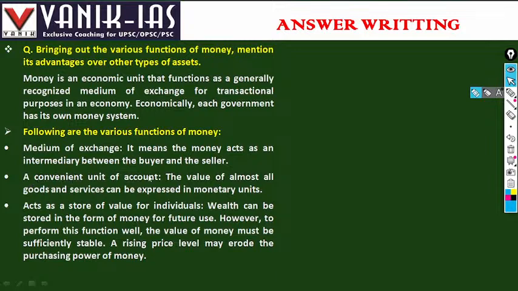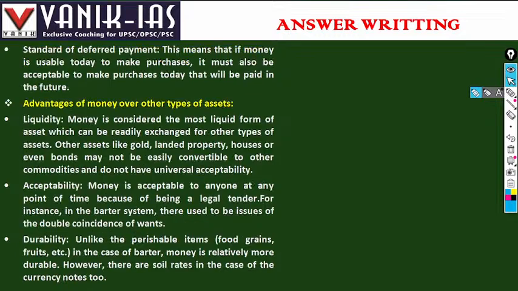A convenient unit of account: the value of almost all goods and services can be expressed in monetary units, called the measure of value. Store of value: for individuals, wealth can be stored in the form of money for future use. However, to perform this function well, the value of money must be sufficiently stable. A rising price level may erode the purchasing power of money. Okay, that is why the money value should be stable, so people can store it for future use.